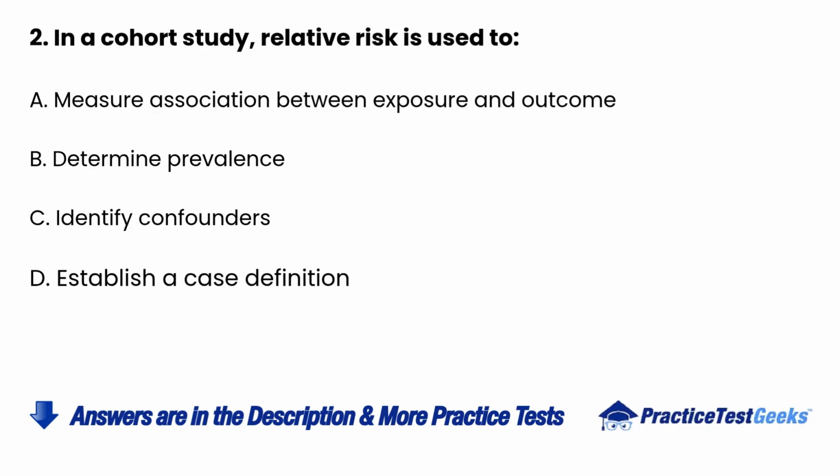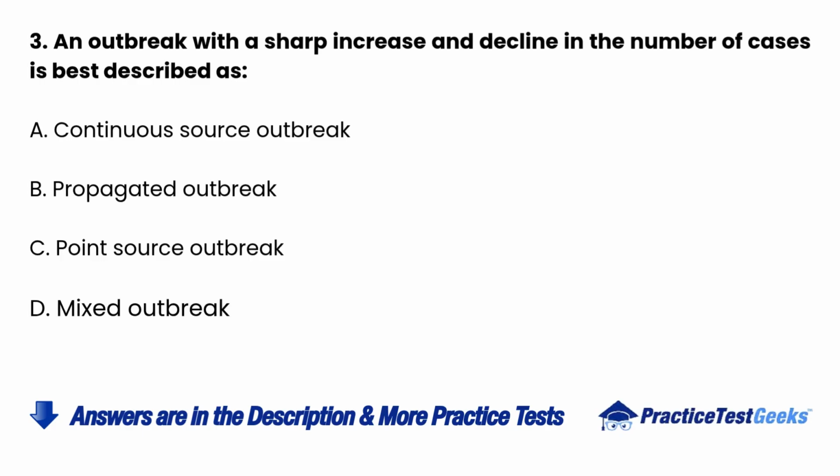Measure association between exposure and outcome. B. Determine prevalence. C. Identify confounders. D. Establish a case definition. 3. An outbreak with a sharp increase and decline in the number of cases is best described as A.